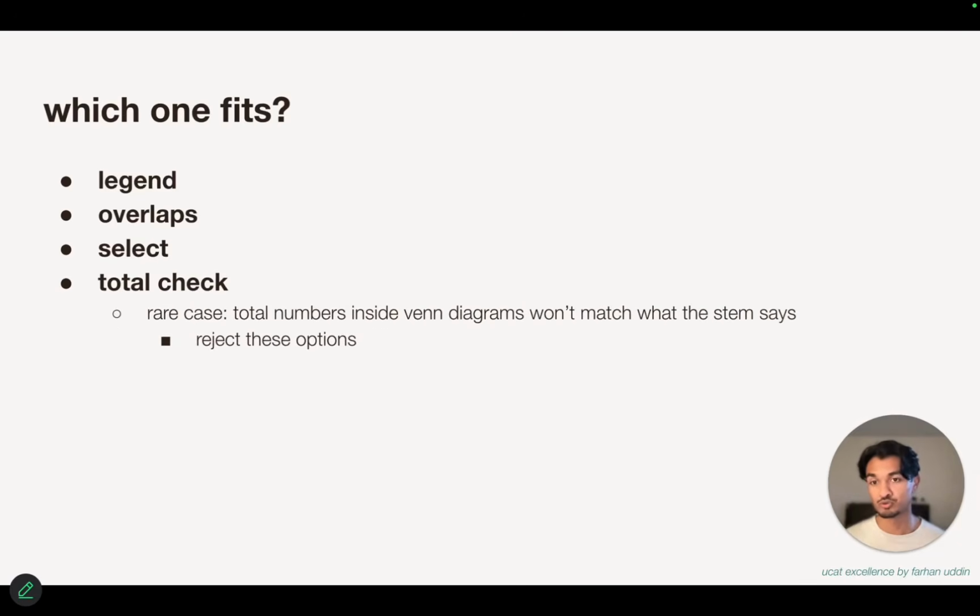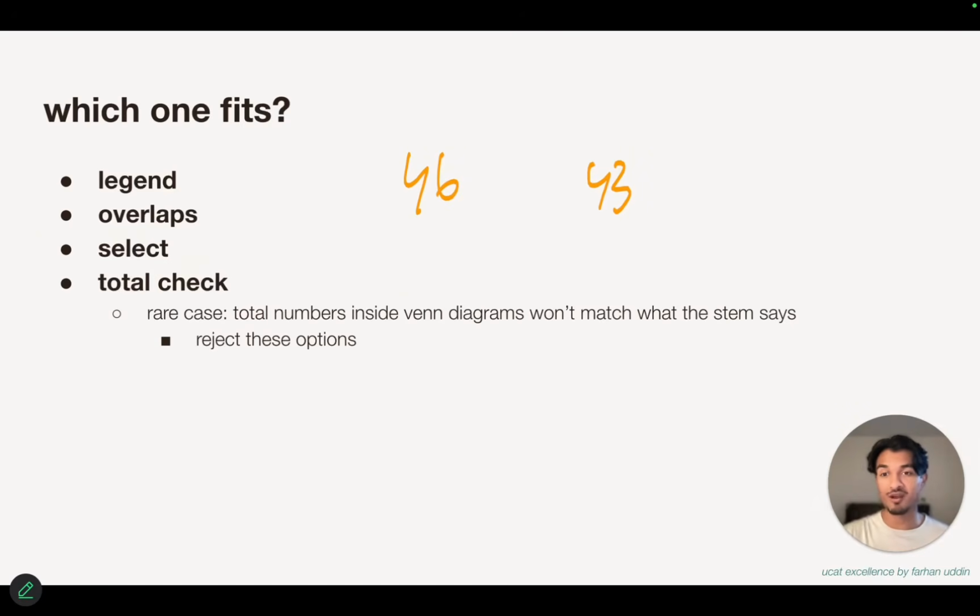And lastly, as a total check. There are some rare cases where the total number inside the Venn diagram won't match what the stem says. This is what I was mentioning earlier in the overview, where if there's 46 people and then it all adds up to 43, then it's just not going to be the answer. Now, you're not going to sit there and add up all the numbers inside the Venn diagrams as soon as you see one of these questions. That would be a waste of your time.